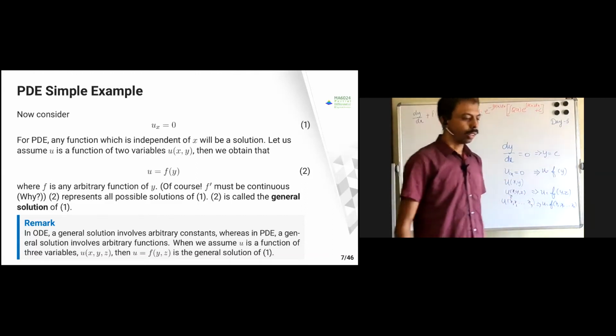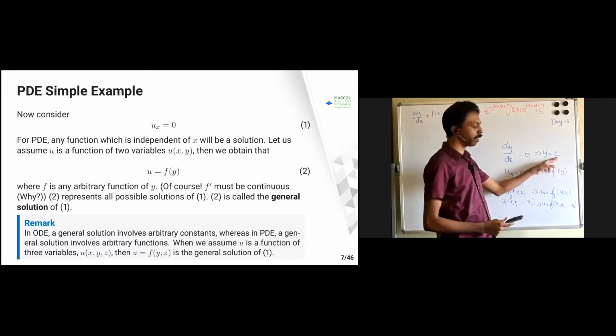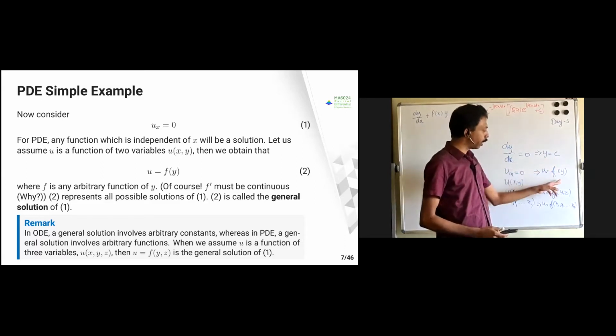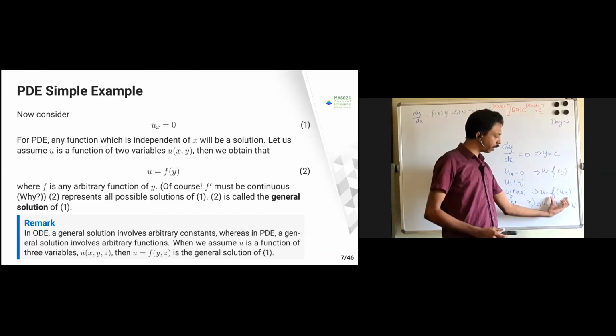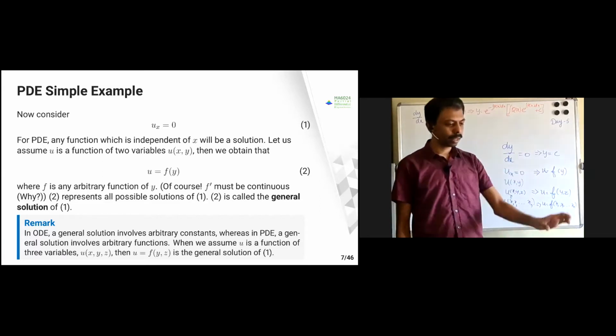Here c is an arbitrary constant, y equal to c. Here f is an arbitrary function of y. Again here f is an arbitrary function of y comma z. And f is an arbitrary function of x2, etc., xn. So this is the general idea of that.